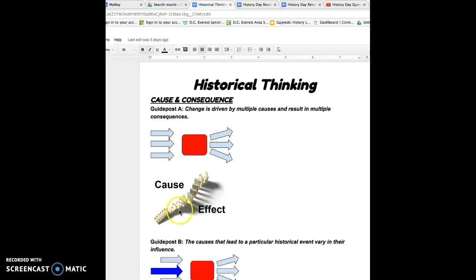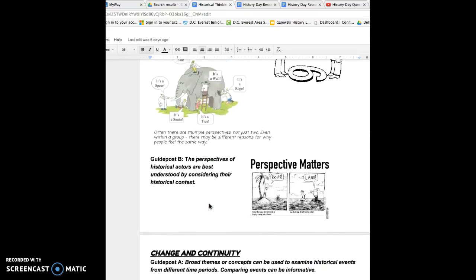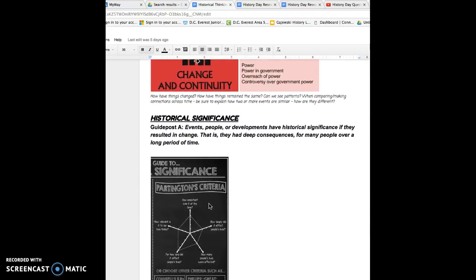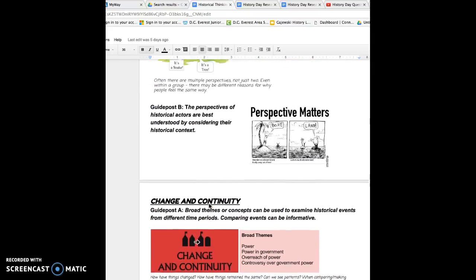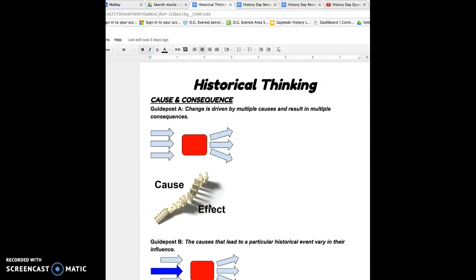We could take these historical thinking skills, we have just a couple of them here, and we could apply these to any event in history. That's what's important, that you pick up on these and are able to not just use them in a simple way, but be a little more complex with them.